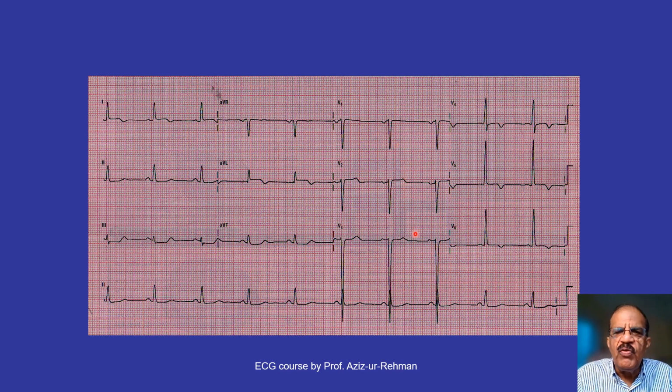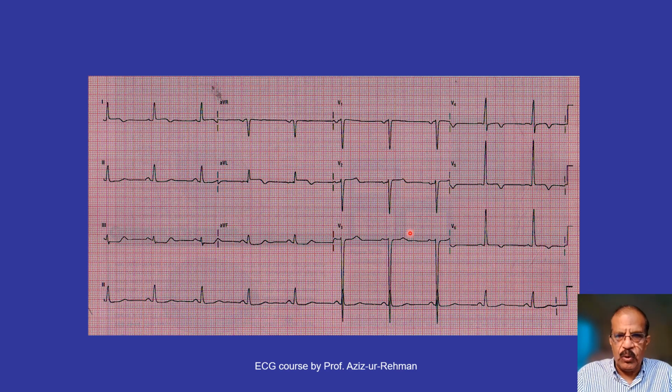In V1, V2, V3, not much change, but in V4, we see T-wave inversion with a little bit of ST segment elevation. At least this ST segment is convex upward. It may not be elevated, but it is convex upward, and this would be considered as ST segment elevation. Here just T-wave inversion, here just T-wave inversion. So what do we see? We see ST segment elevation and T-wave inversion in limb lead 1 and aVL, and then V4 to V6. These are the leads which represent the lateral side of the myocardium, lateral side of the left ventricle.